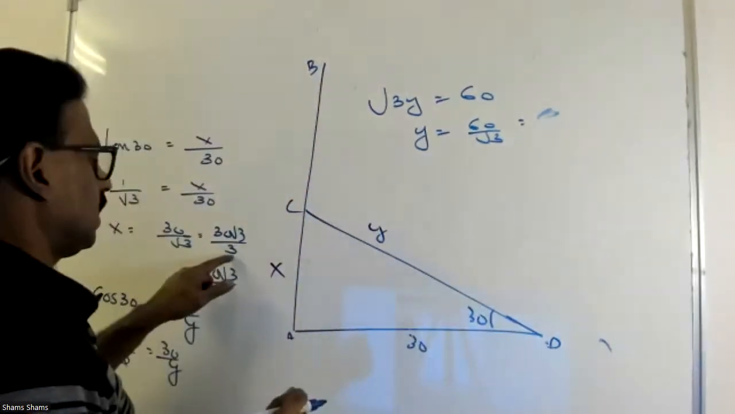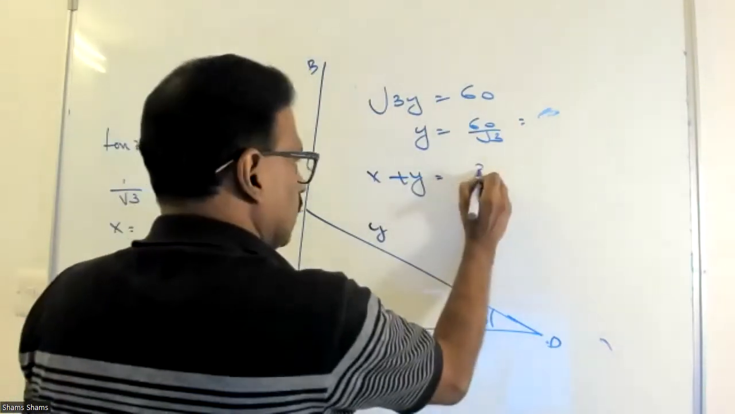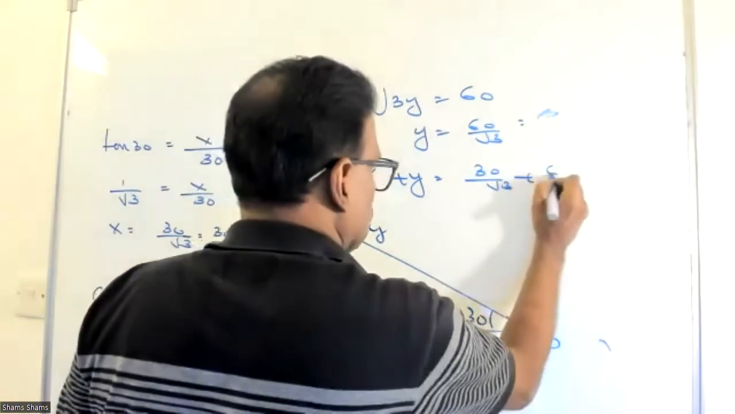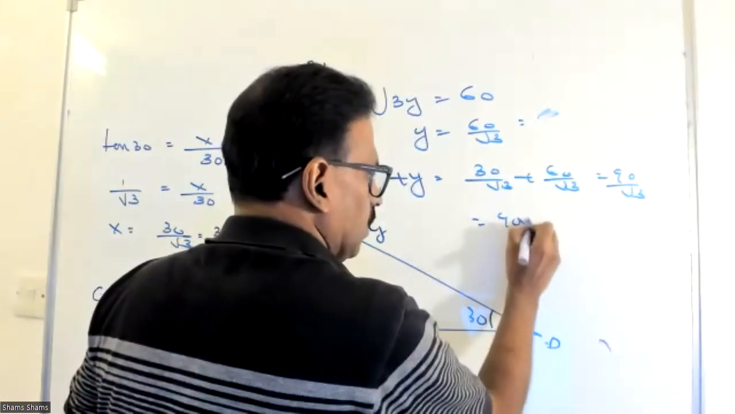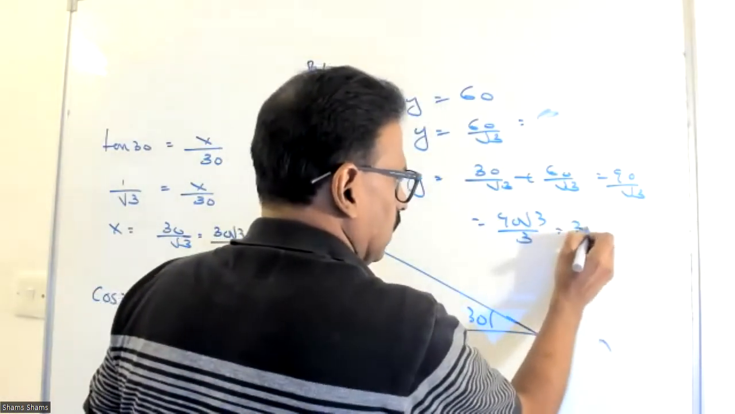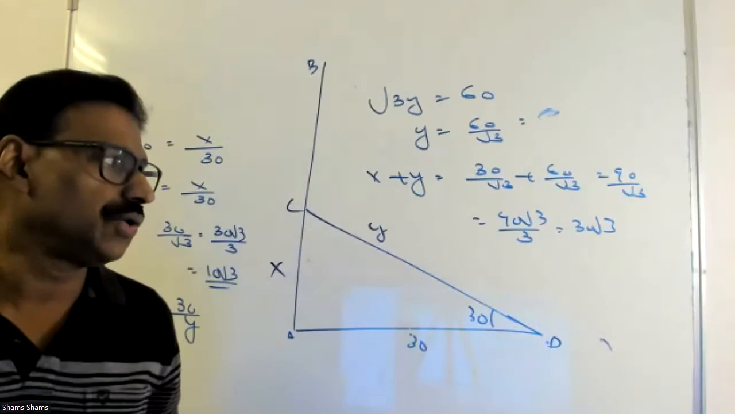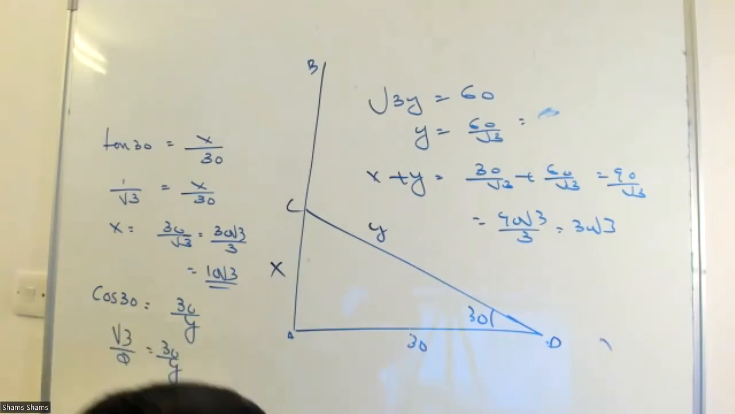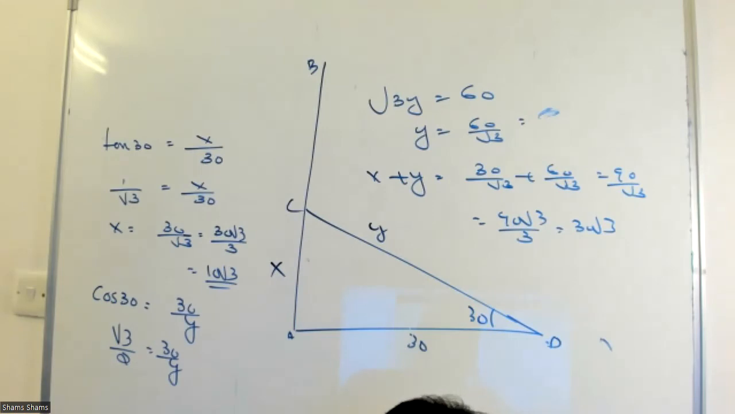Okay. Before you got 30 by root 3. Okay, therefore x plus y equal to 30 by root 3 plus 60 by root 3. So 90 by root 3. That is 90 root 3 by 3. So 30 root 3. Okay. Final answer is 30 root 3. 30 into 1.732 will get 51.96. Okay. If not getting asked, okay.